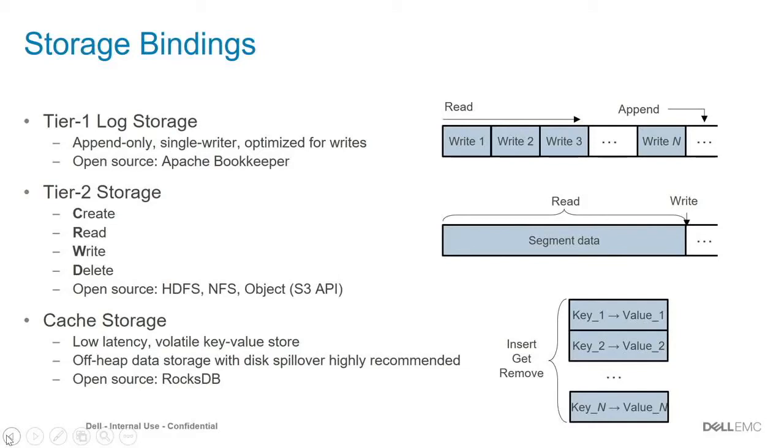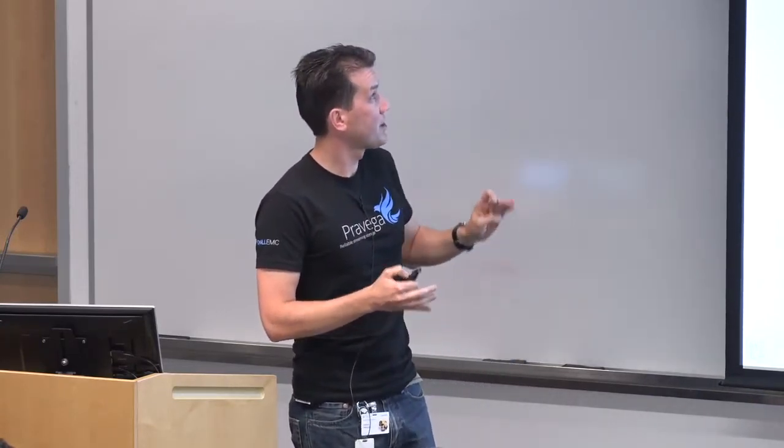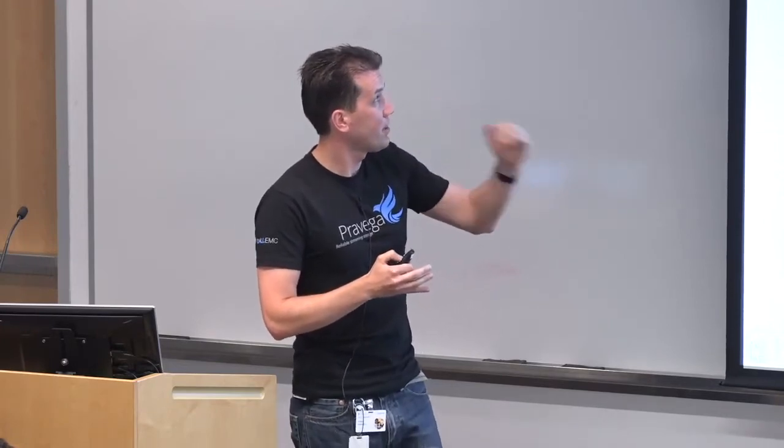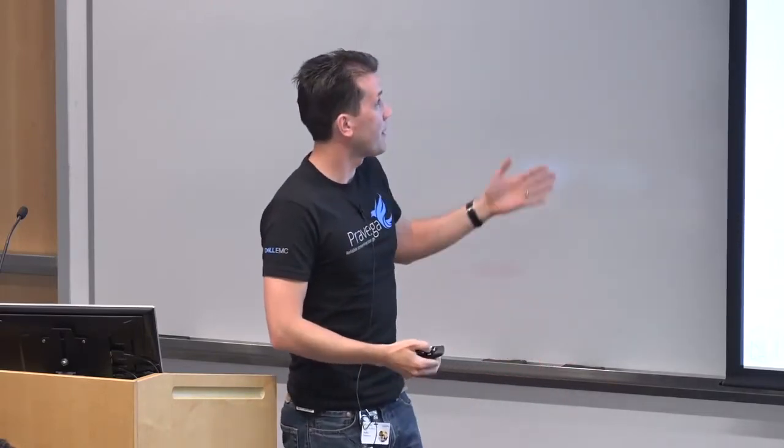So Pravega in itself doesn't store any data. We don't have any code there which says we have to go store data and replicate. Instead, we have three types of storage that we rely on, which enable us to do that. First one, tier one, is a log storage, which means we are append only. It enforces a single writer pattern. And when you read, you have to read events in sequence. You can't really go and read from a particular position. In open source, Pravega comes bundled with Apache Bookkeeper. And this is pretty much everything that we ever need from it.